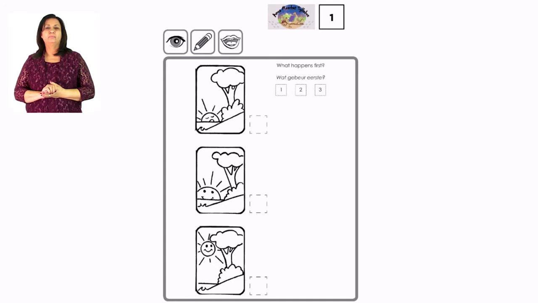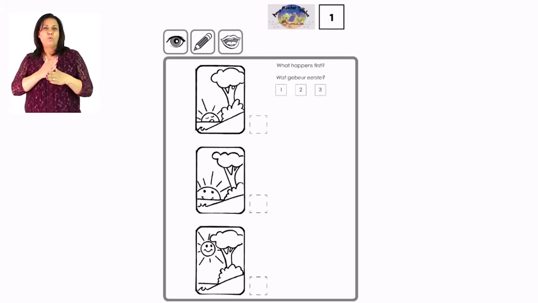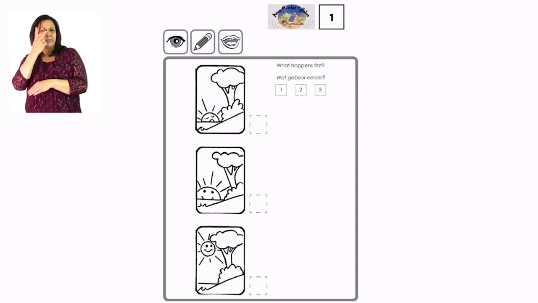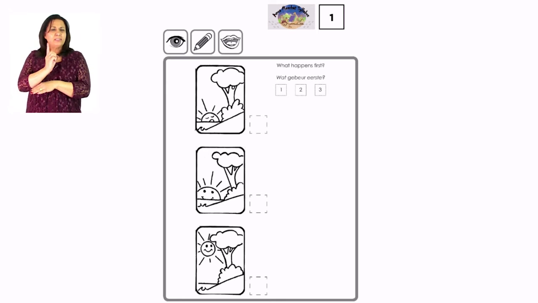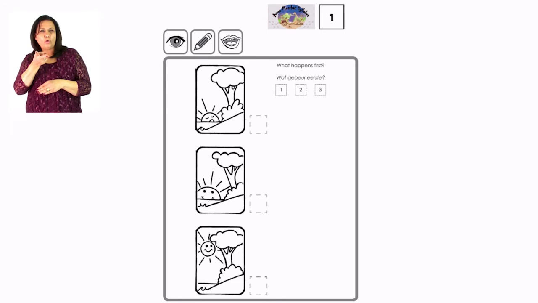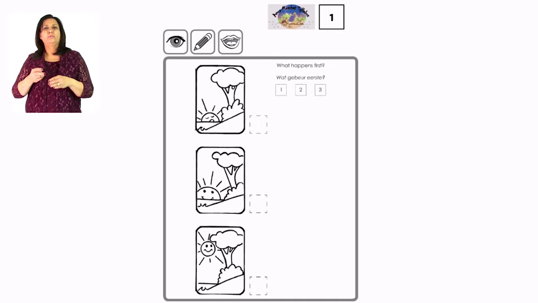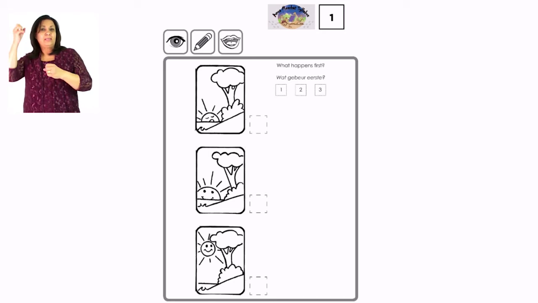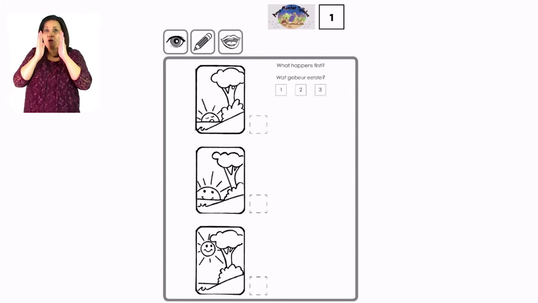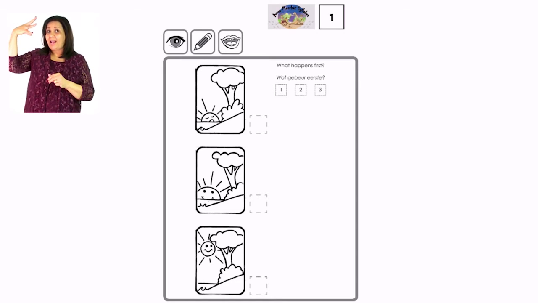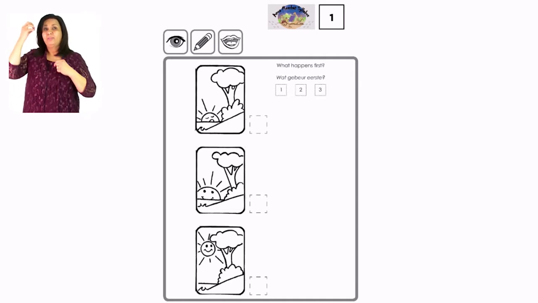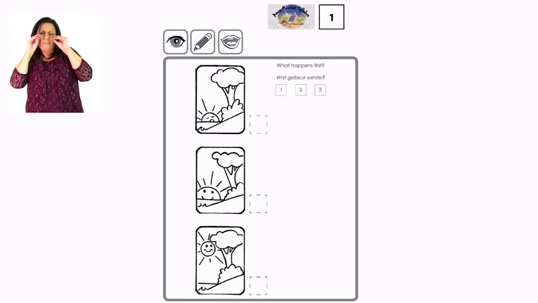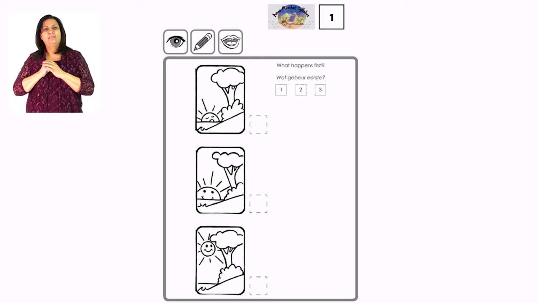On page 5, today's activity is asking us what happens first. As we can see, we see pictures which are lined up. On the first picture, I want us to study the picture together. There is a tree standing on the right side, and the sun. But focus on the face of the sun. Look at the eyes of the sun. The sun is fast asleep. The eyes are closed. So it tells us something there.